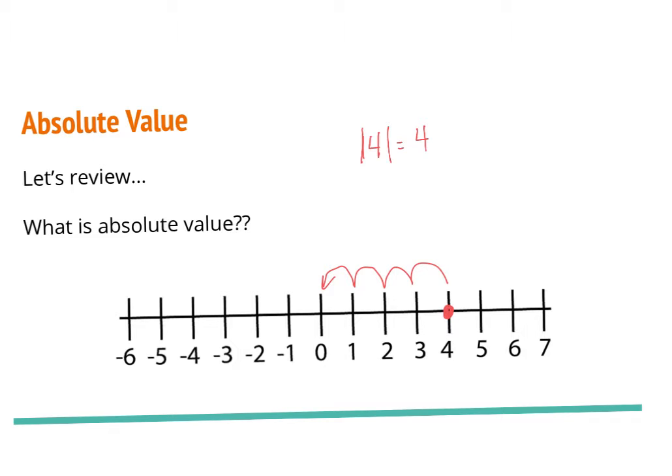Let's try the absolute value of -4. So the absolute value of -4, we're going to find -4, put a little dot on it, and we're going to track 1, 2, 3, 4 spaces to get back to 0, so the absolute value of -4 is also 4. So absolute value, again, is a distance, so it's always going to be positive. Regardless of whether you're taking the absolute value of a positive number or a negative number, you will always get a positive result. It's the distance from 0, okay?